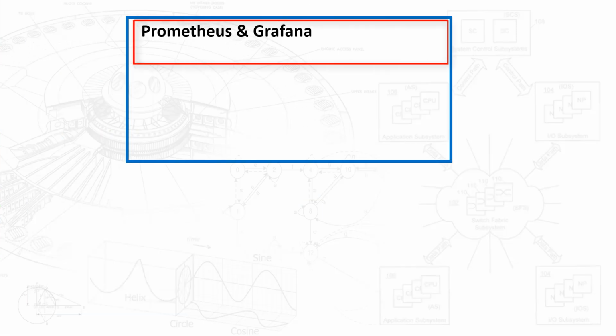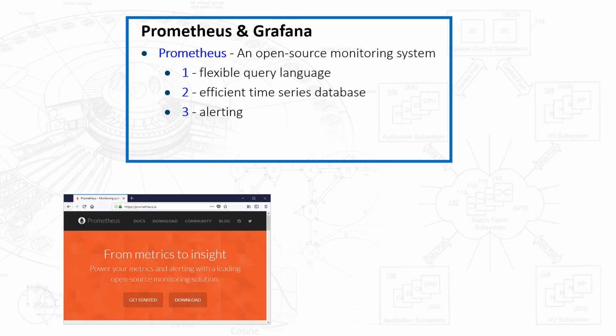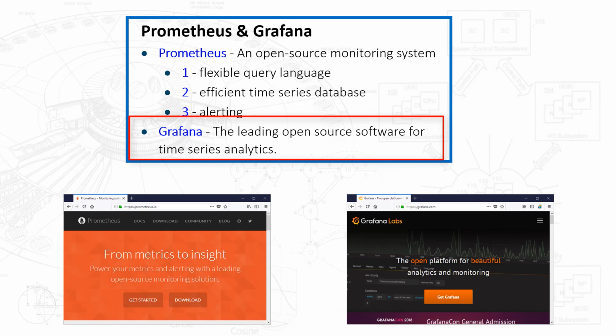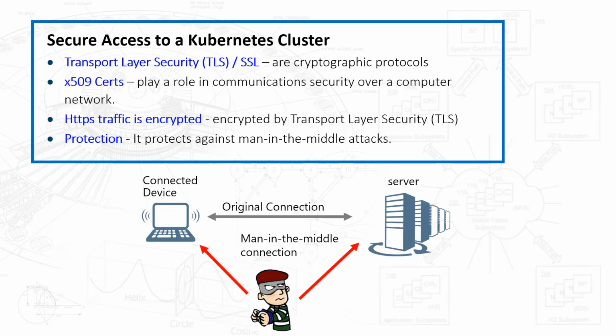Prometheus is an open source monitoring system. It has a flexible query language, an efficient time series database, and alerting. If you want to learn more, just go to prometheus.io. Now Grafana is a general purpose leading open source software for time series analytics. So in our case, we're just going to use it for the visual display, the dashboard, grabbing the data from Prometheus. So we want to focus on secure access to this Kubernetes cluster.